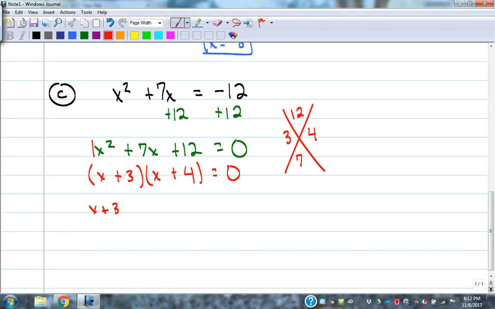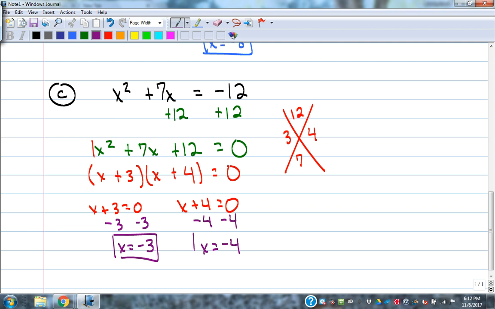X plus 3 equals 0. X plus 4 equals 0. Once you get to this step, the math shouldn't be hard. This is the easy part. The factoring is the hard part, no doubt. Negative 3 is an answer. Negative 4 is an answer. Take those back to the original, work them out. They do check. Those are the correct answers for that one.